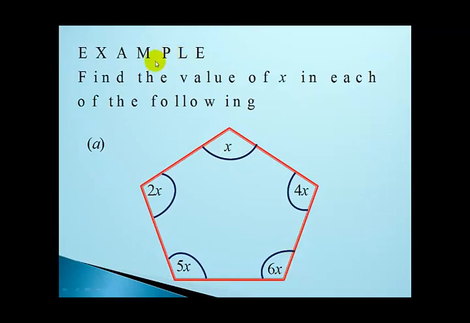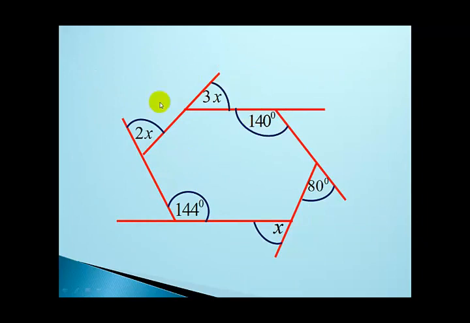Now let's look at this example. Find the value of x in each of the following. Considering this diagram in A, this is a 5-sided figure, and so it's called a pentagon. We have one side, 2, 3, 4, 5. It's a 5-sided figure. It means that n equals 5, and therefore this is a pentagon. We have to find the value of x in each of the following. Now this is A.